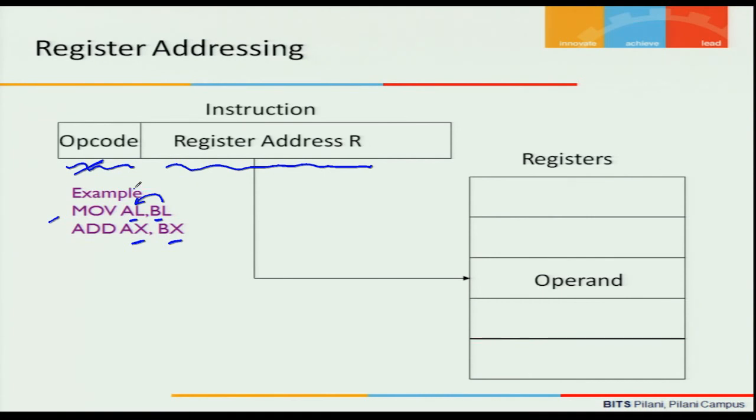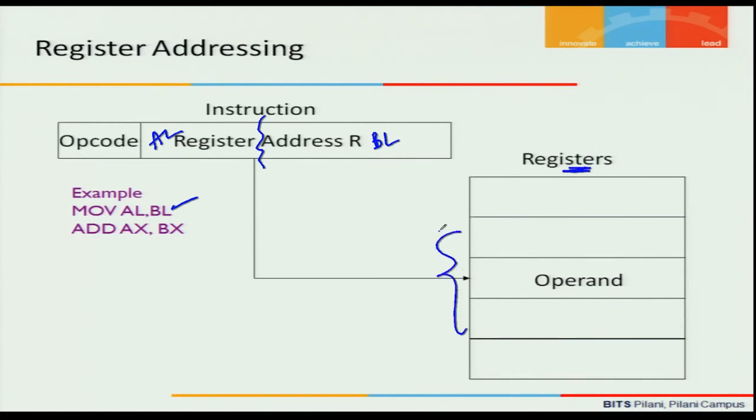For example, in the MOV AL, BL instruction, two registers have to be coded: the AL register and the BL register. So you will take the codes for the AL and BL registers, go to the register file, pick out the operands, and once you have picked up the operands, operate upon them. So this is the register addressing mode where the operands are in the register file.